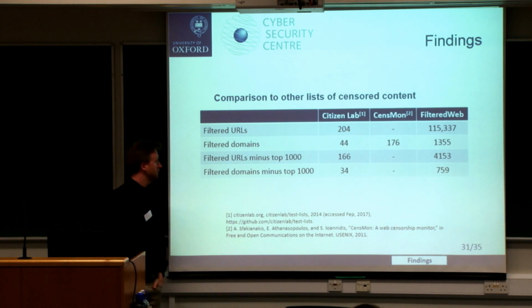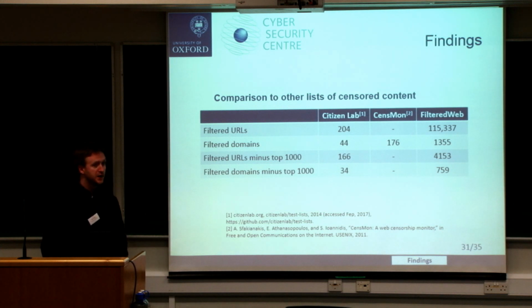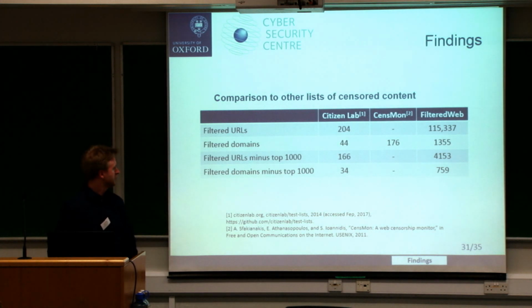Previous work in this area was the Sensmon paper, which was from FOCI in 2011, and their method, they left it running and they found 176 poison domains. So we found far more than the previous work in this area.